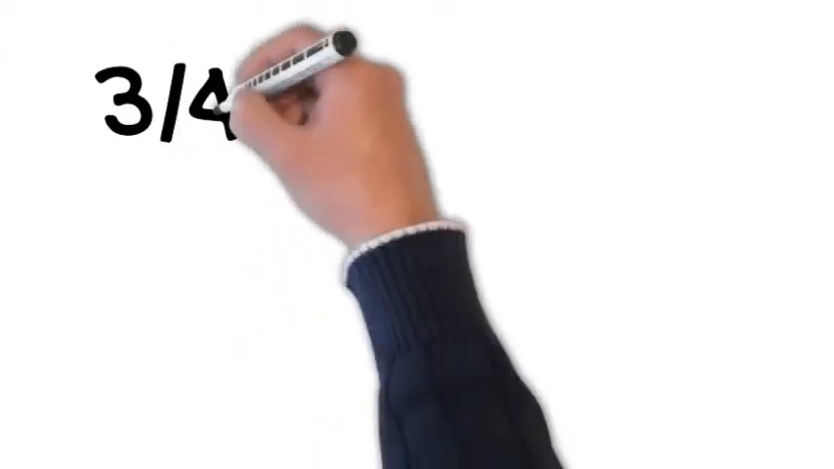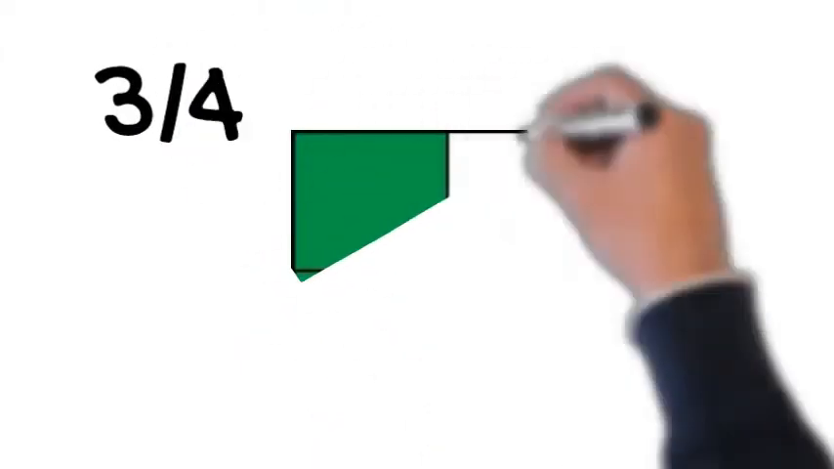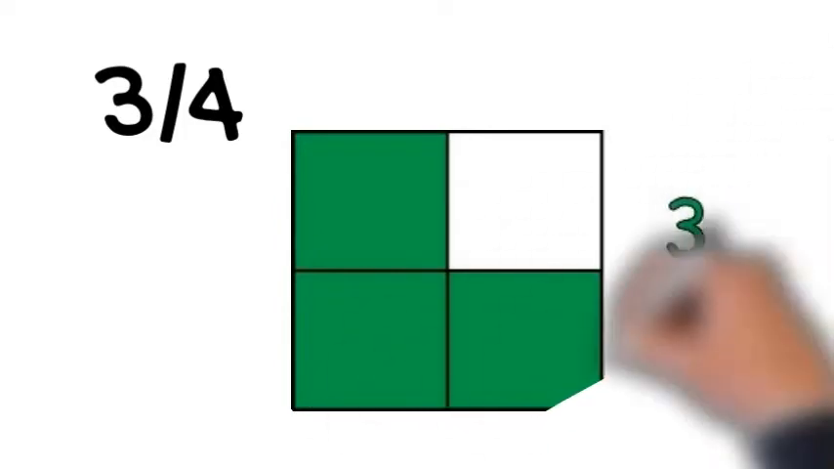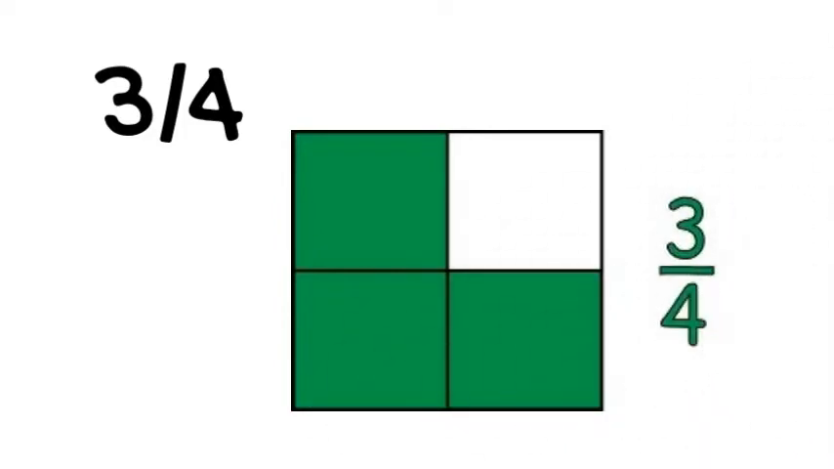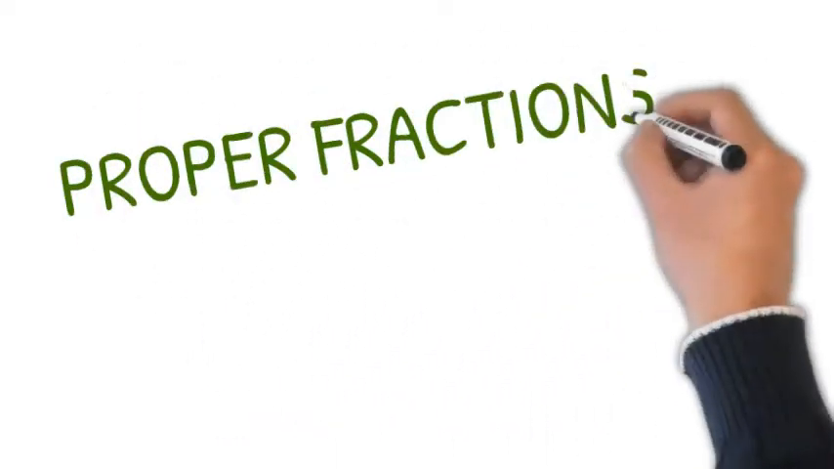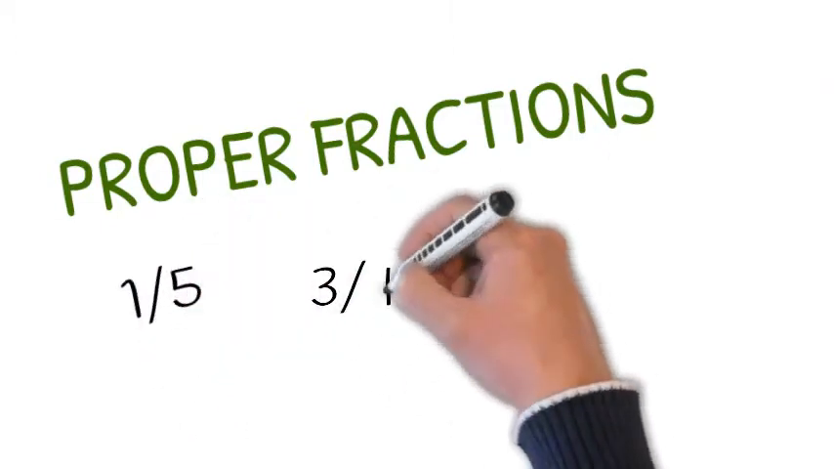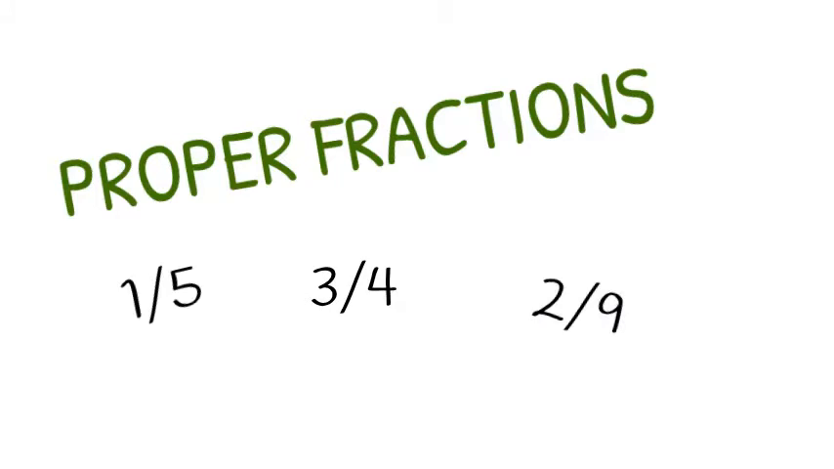Example, what does 3/4 mean? We have three parts. Each part is a quarter or 1/4 of a whole. Now, we can define the three types of fractions like this. Proper fractions. The numerator is less than the denominator. Examples, 1/5, 3/4, and 2/9.